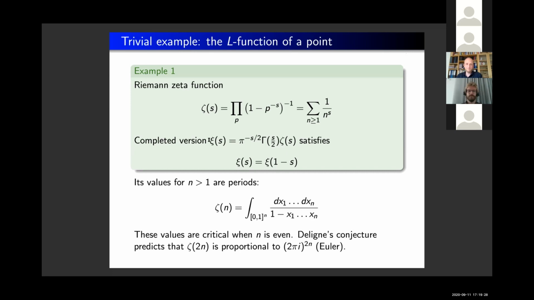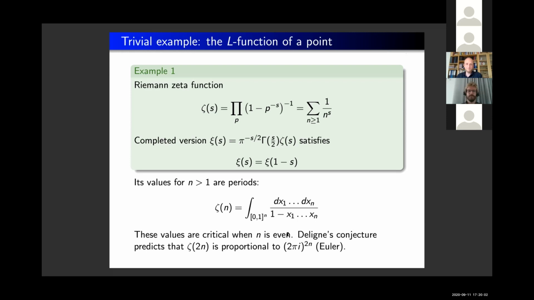The completed version was called Xi by Riemann, and it's a power of pi times a gamma factor times zeta of s. In this case, the functional equation relates Xi of s and Xi of 1 minus s. And in this situation, as we all know, it's very easy to show that the zeta values are periods. They're given by this very explicit integral. And critical in this case, if you work out what critical means, in the range when n is bigger than 1, it means that n is an even integer.